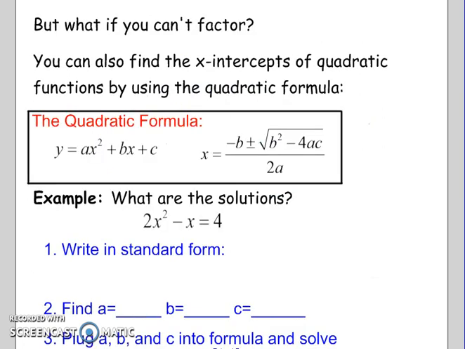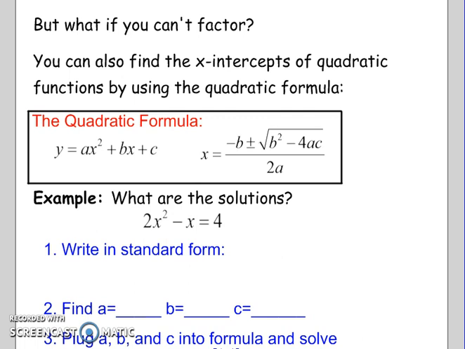Okay, but what if you can't factor? So we learned completing the square. You can use completing the square to solve, but you can also use the quadratic formula. So the quadratic formula, I'm sure you guys have seen before, is x equals negative b plus or minus the square root of b squared minus 4ac all over 2a.